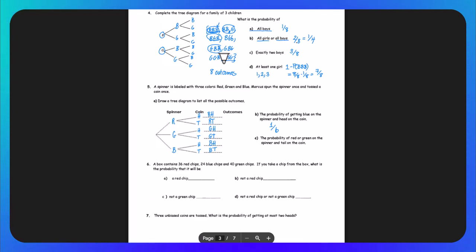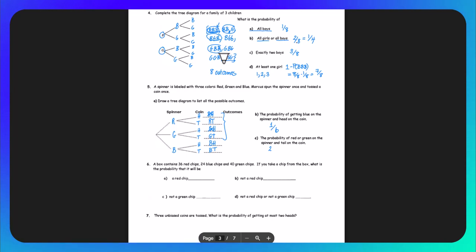The probability for C of red or green on the spinner. So red or green on the spinner means we're going to be looking at least at these here. But it's asking for a tail on the coin. So that's going to eliminate this one and this one. So now we only have 2 outcomes where there's a green or a red on the spinner and a tail on the coin. So that's 2 over 6, but we like to reduce that down to 1 over 3.